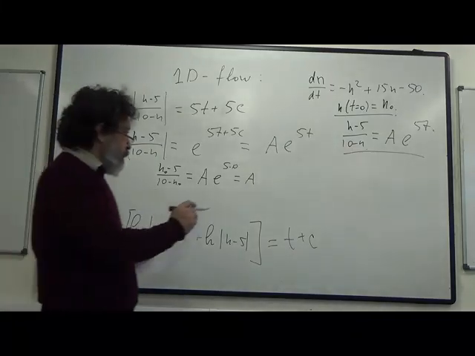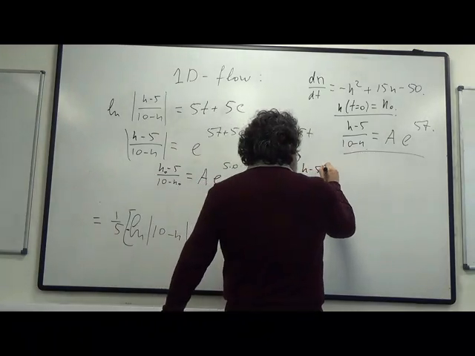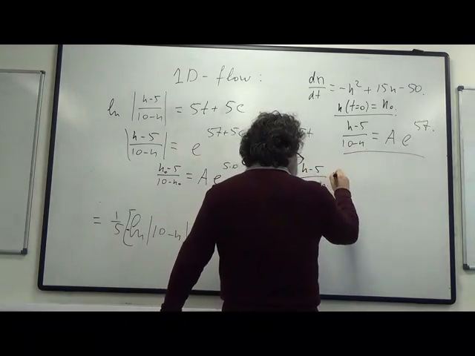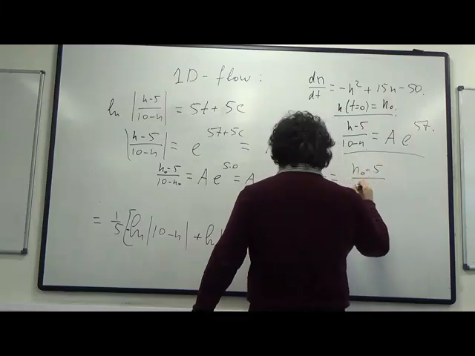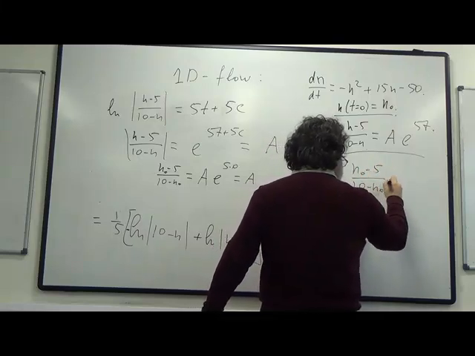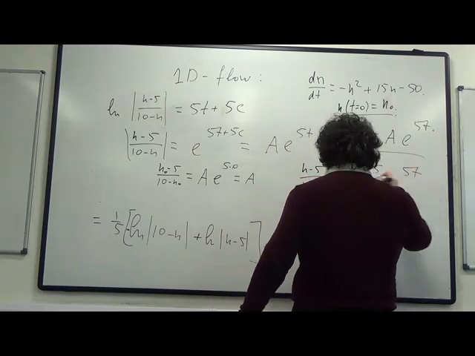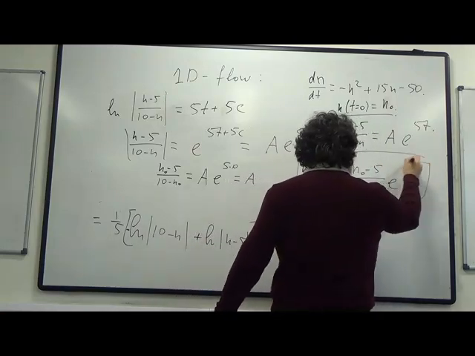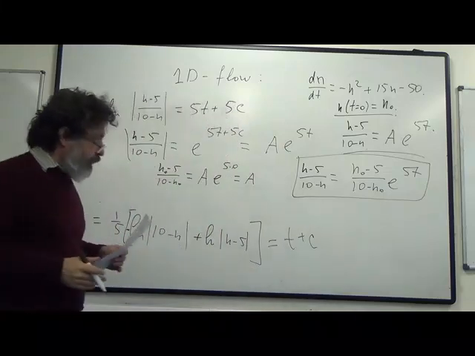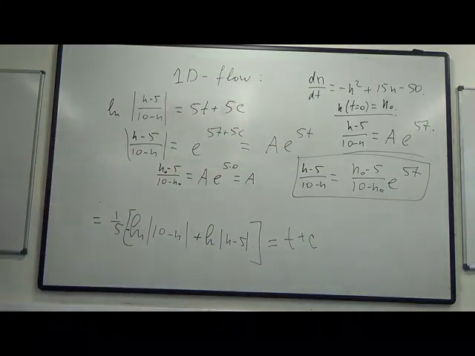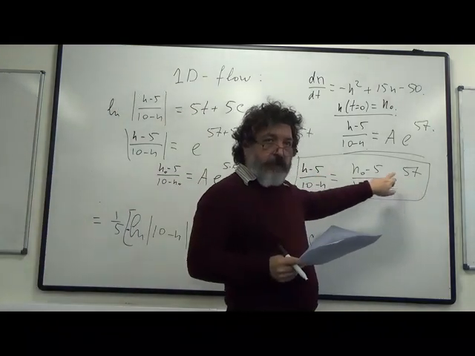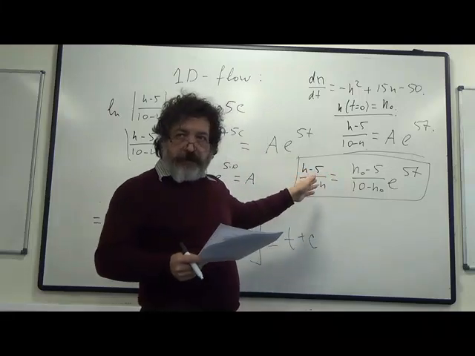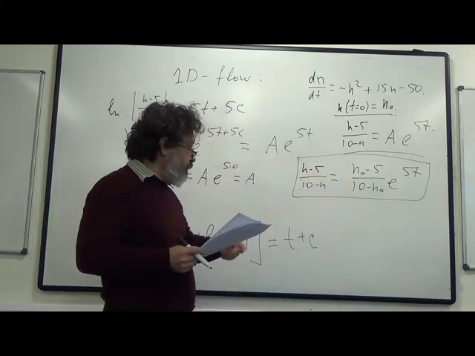Therefore we can say n minus 5 over 10 minus n equals to n naught minus 5 over 10 minus n naught times e to the power of 5t. So this is what we get. From here we can find expression for n. So this is n is function of time. It is, well, implicitly given like this. We can make it explicit if we want.